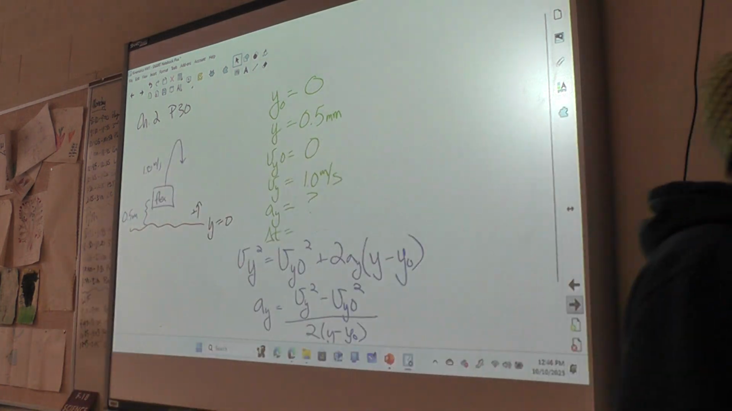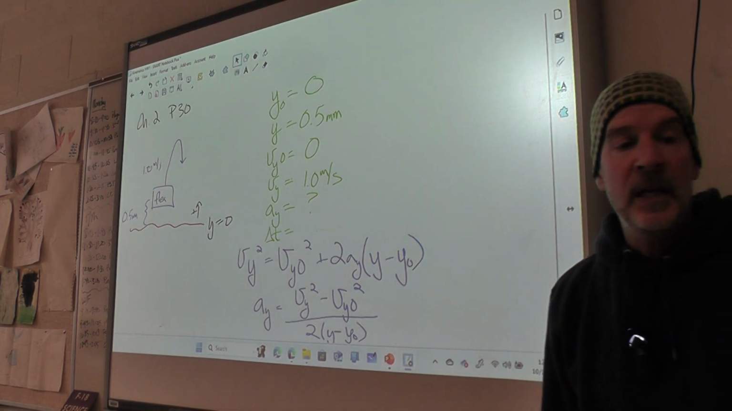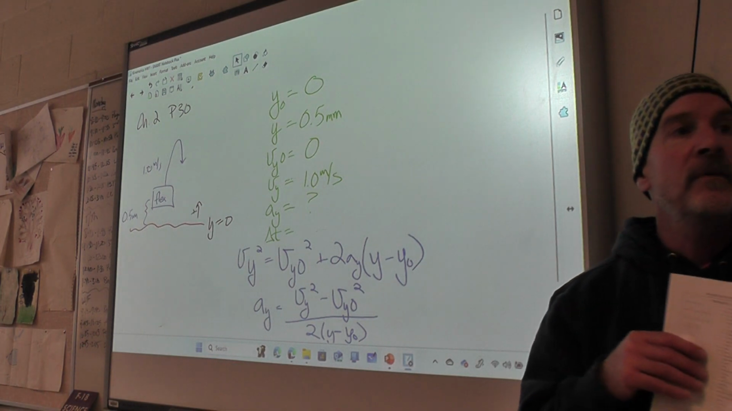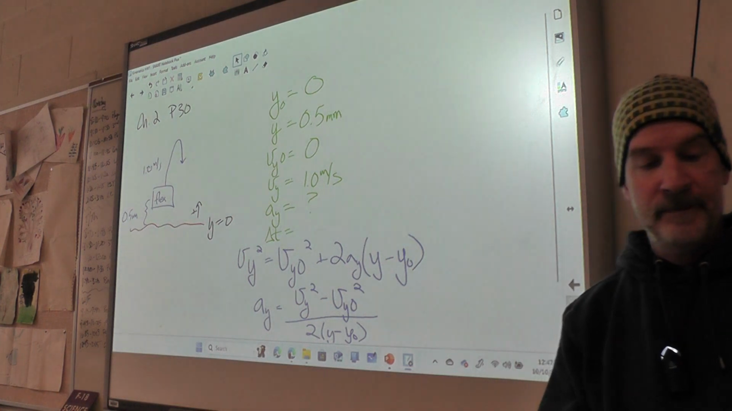Yeah? Are we expecting to have all of these equations memorized? No, even on the AP exam, they give them to you. You will have this sheet or something very much like it with all the equations on it. Yeah.